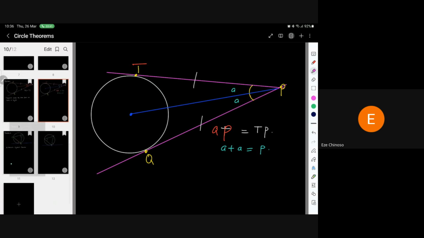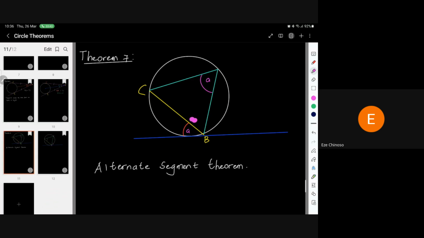Now, the last one I'm going to speak about is your alternate segment theorem. Angles in the alternate segment are equal. Remember, this is a chord, right? But this theorem is going to work with two things. There's going to be a chord and there's going to be what? A tangent. So you must see a tangent and a chord for you to apply this very theorem, right?